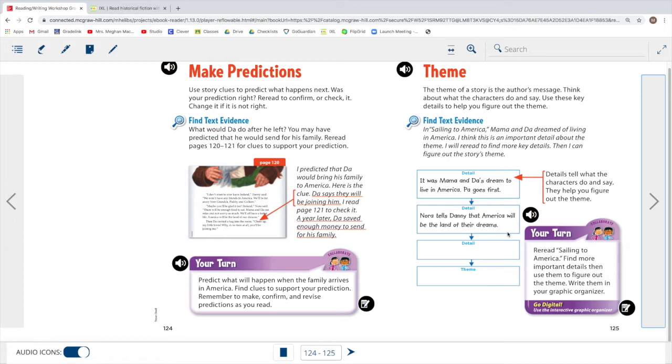Then we had that Nora and Danny made it to the United States. They saw the Statue of Liberty. And then the theme would be that people move to find new and better places to live, right? So the theme's kind of that overarching idea, and these details are what leads up to it.